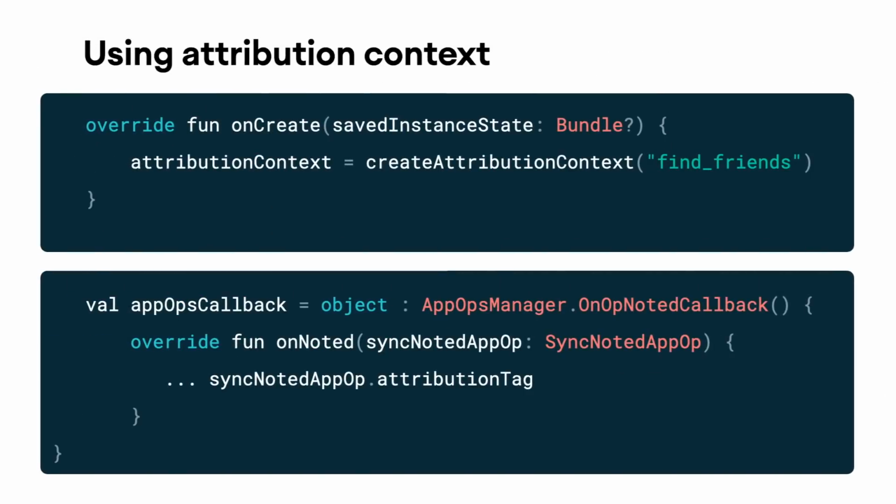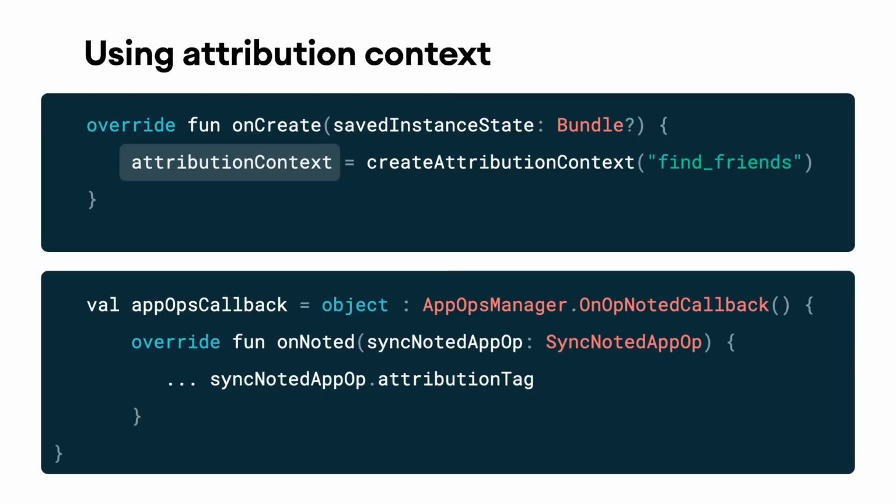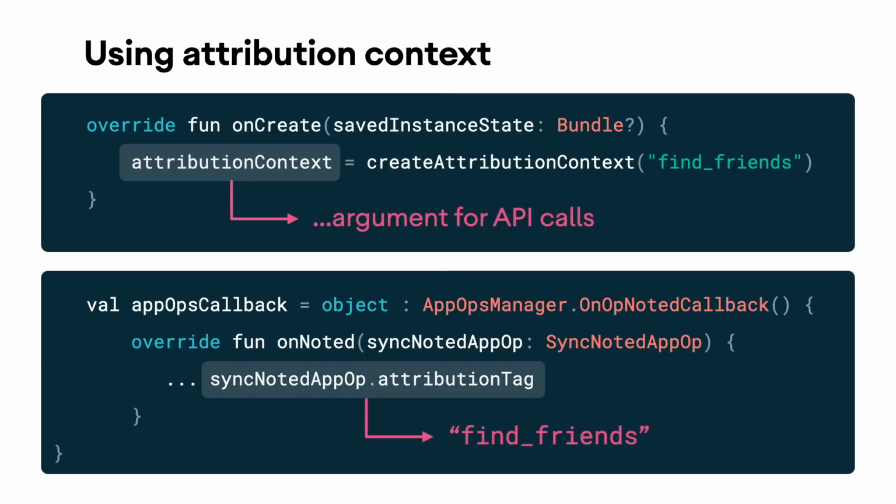Let's see how the API works. To attribute features in your code, create an attribution context and give it a meaningful name that corresponds to your feature. For example, Find Friends. Then, you can pass the context to an API call. Within the callback, you can recover the attribute through the attribution tag variable. Then you can, for example, track the attribute within your analytics solution and associate a particular feature with the private data access.